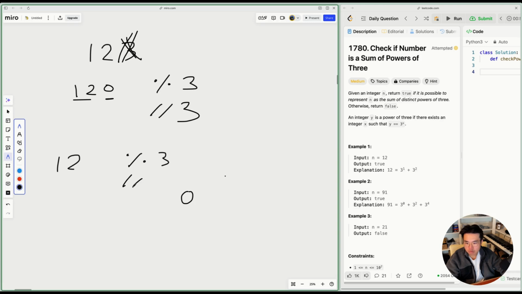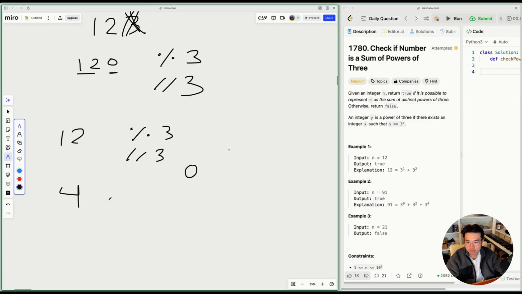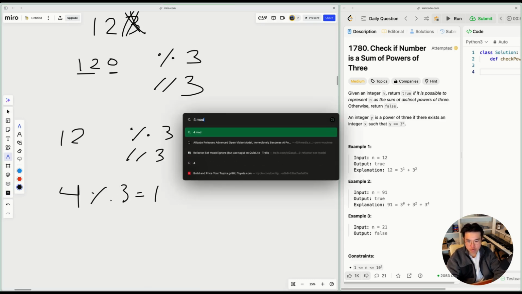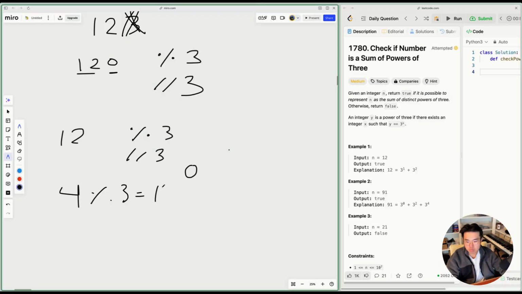Then we also want to divide by 3 to get the remaining part after processing, because we already processed that digit. So 12 divided by 3 is 4. Now we're on 4, and we can do the same thing. 4 mod 3 gives us 1, so we're going to have a 1 right here. Then we divide by 3, so 4 divided by 3 also gives us 1.